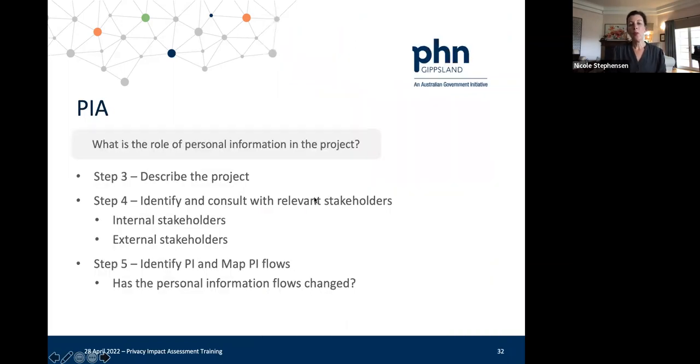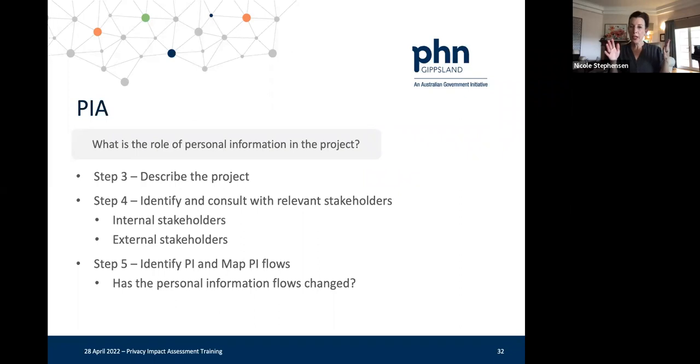So our privacy impact assessment is going to ask us what the role of personal information is in the project. And it's going to ask us this in a fairly formal way. So first, we're going to be asked to describe our project in detail. So as we talked about, the scenario is sort of your top line understanding of what the project involves. It's implementing free public Wi-Fi on the corporate PHN campus for the purpose of fostering additional community engagement.